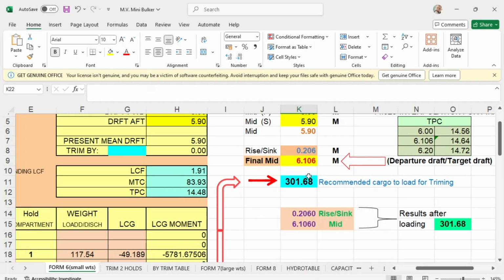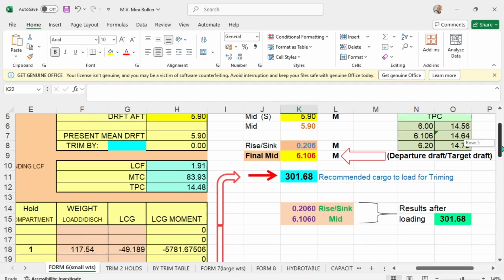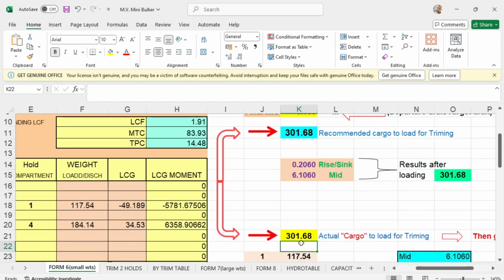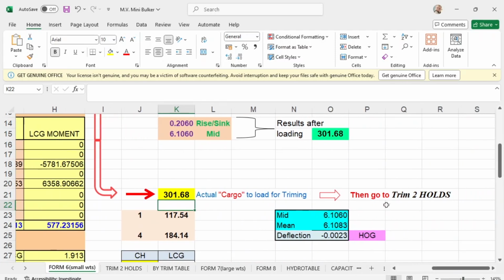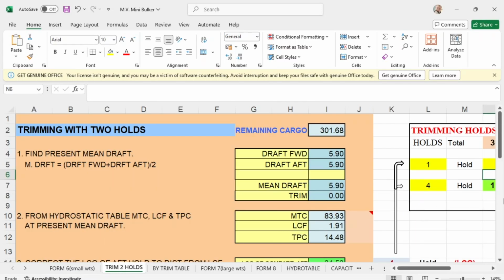We just continue with my program here. So 301.68. Then it says here, go to trim holes 2. So I go to trim holes 2, which is trim 2 holes. And take note, guys, the remaining cargo to load is 301.68, which is this one, guys.